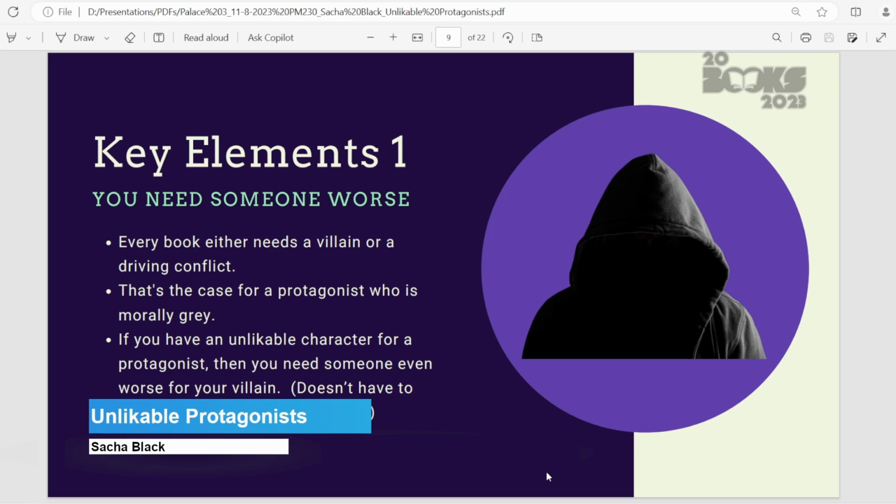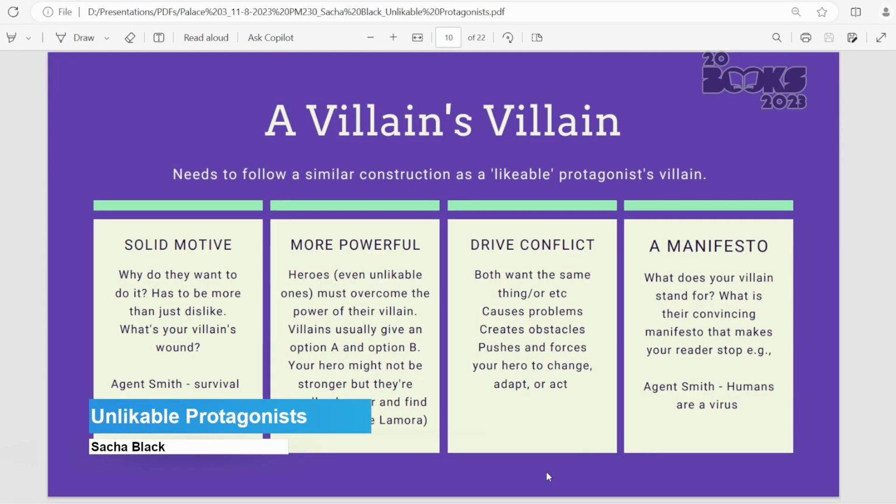Okay, so what do the villains need? All of the same stuff that a normal villain will need. So they need a solid motive, and it has to be more than just the characters disliking each other. You've got to go deep into their context, their backstory. A really good example, one of my favorite villains ever, is Agent Smith, and his driving force for defeating Neo is the fact that he wants his race to survive.